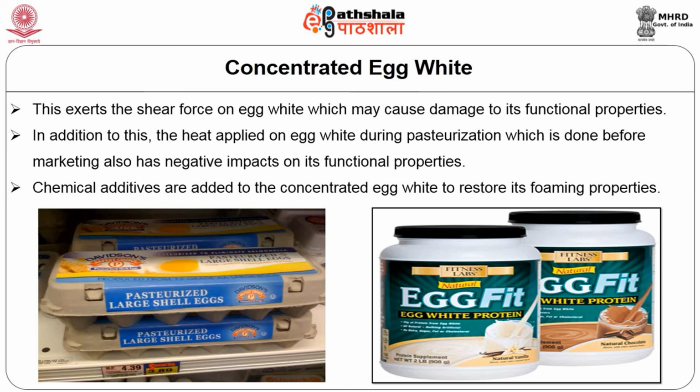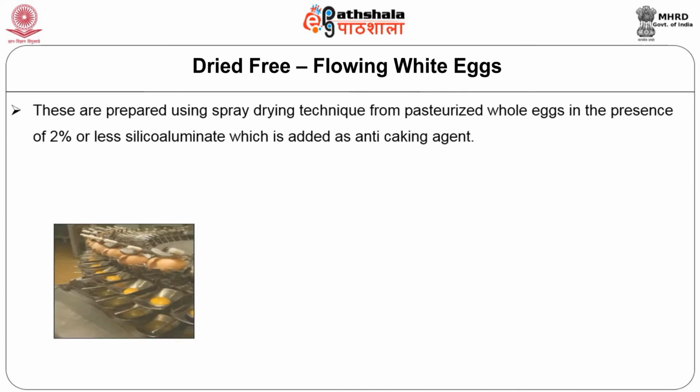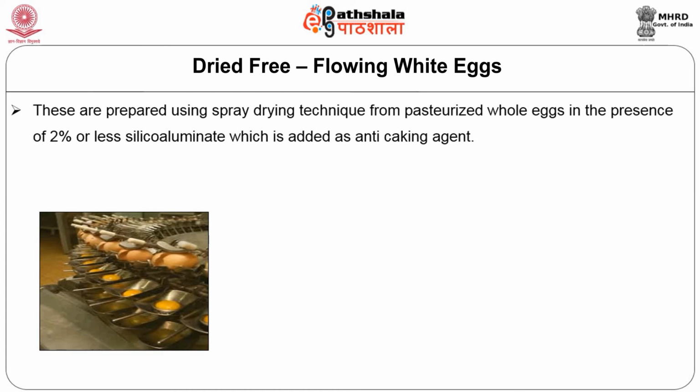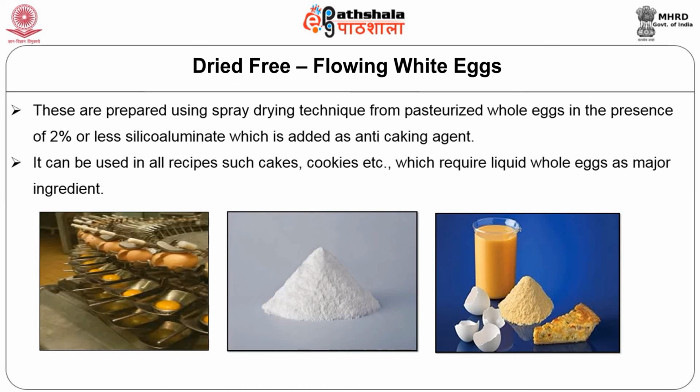Let us learn the process of making dried free-flowing whole eggs. Egg is first churned, filtered and pasteurized. The pasteurized whole egg is sprayed with 2% silicoaluminate which is added as an anti-caking agent. This dried egg powder can be used in all recipes such as cakes, cookies, etc., which require liquid whole egg as a major ingredient.